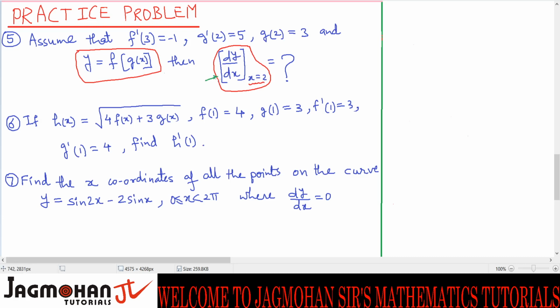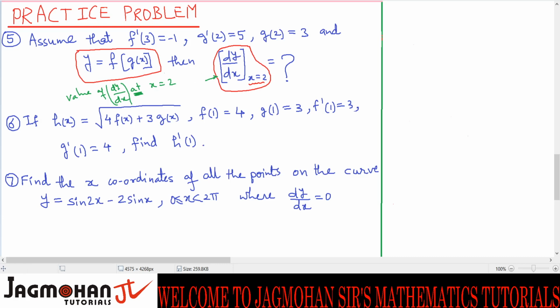This means the value of dy by dx at x equals 2, or you can say the value of dy by dx when x equals 2. In place of "at" you can say "when", or you can say "for". So you can use either of the prepositions. At x equals 2, when x equals 2, for x equals 2, these all mean the same. So what will be the procedure?